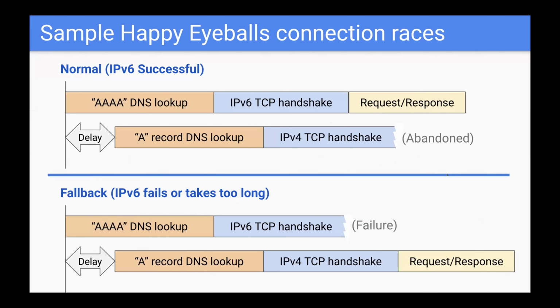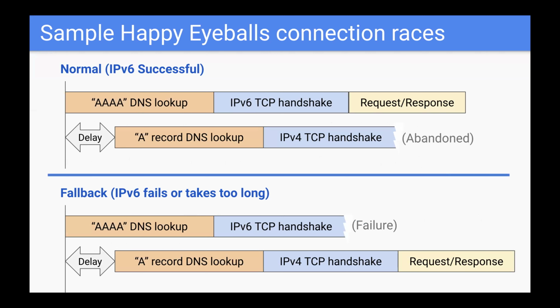Thank you. So just to give an example of how an example Happy Eyeballs behavior might work for a client, initially it would like to start preferring IPv6 connections, right? So obviously it would do a quad A lookup to get an IPv6 answer. It tries that and then it gets to a TCP handshake situation, and then a request response happens.